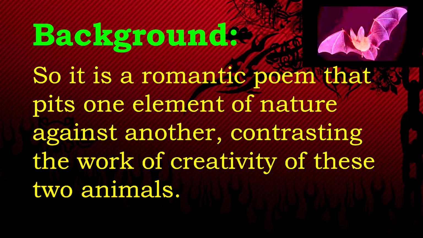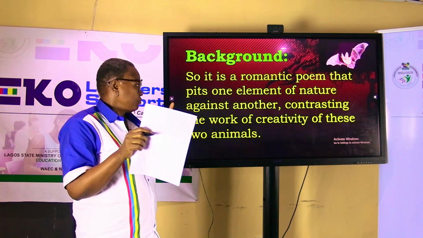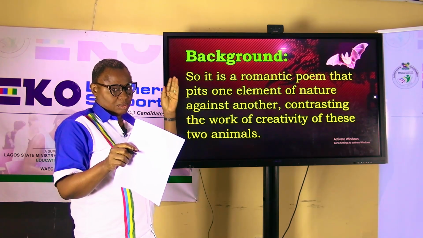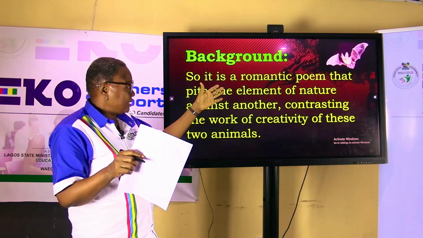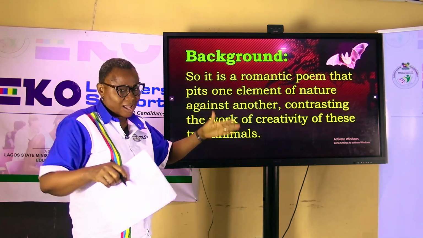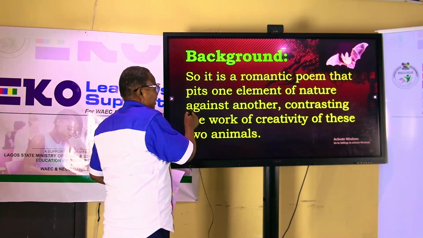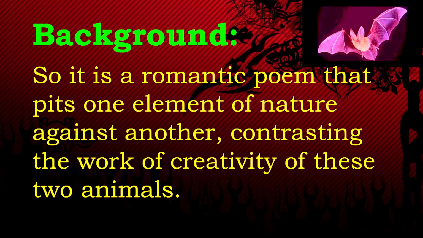So it is a romantic poem that pits one element of nature against another. And what are the elements? Swallow and bat. Bat is actually like a rat that has wings. And the poem contrasts the work of creativity of these two animals.